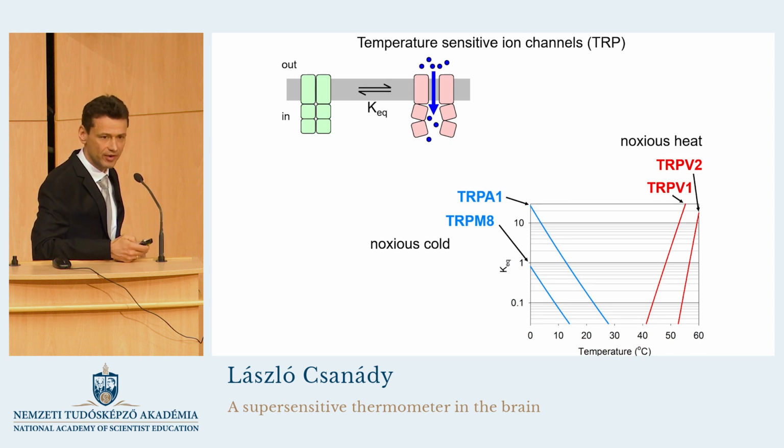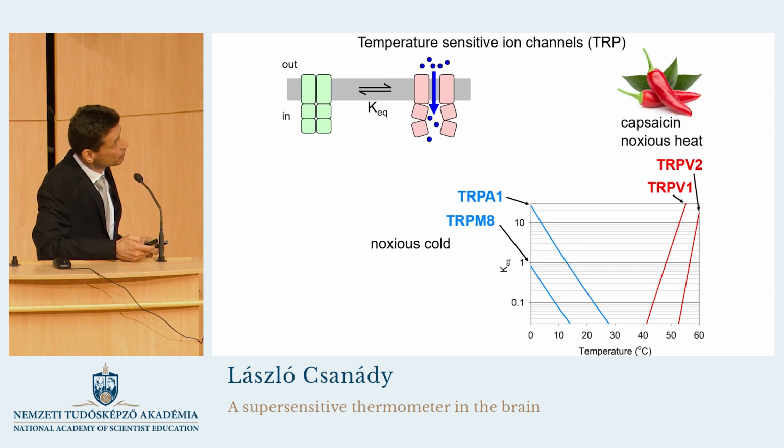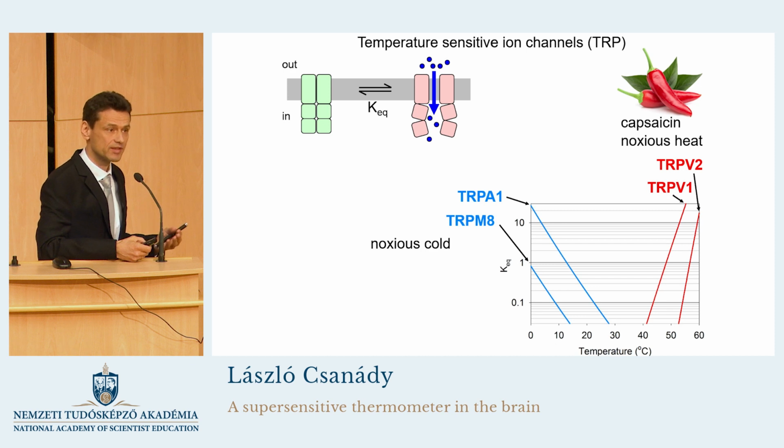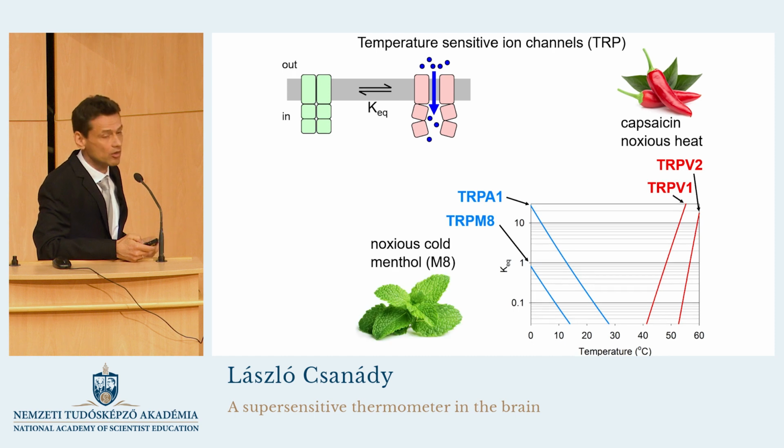And just a fun fact, many of these channels are also activated by ligand binding. So for instance, capsaicin, a compound present in chili pepper, activates TRPV channels in our taste buds, and thereby it fools us. It makes us believe that we are eating something very, very warm. And conversely, menthol, which is present in peppermint, activates TRPM8 channels in our taste buds, and we perceive it as if we were ingesting something cold.